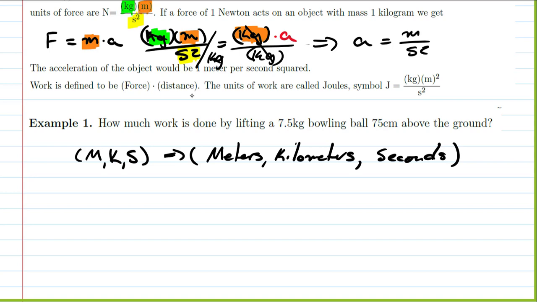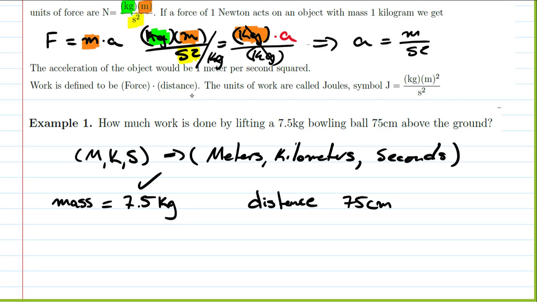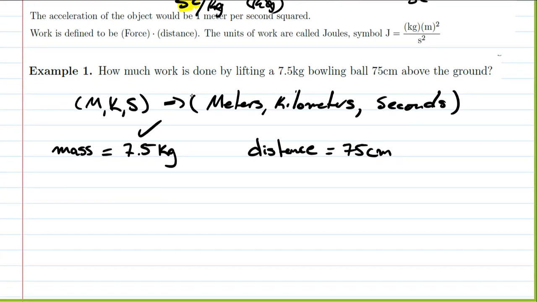Our mass is 7.5 kilograms, so that one's okay. But then we want to know how much work is done by lifting a 7.5 kilogram bowling ball 75 centimeters above the ground? Well, there we do have a problem. Our distance is 75 centimeters, but we don't want centimeters, we need just plain meters.